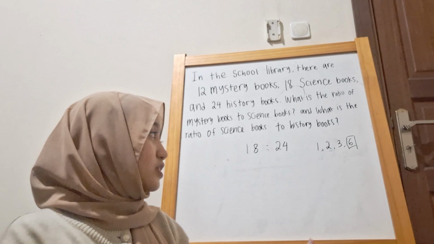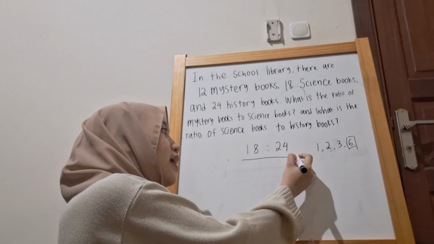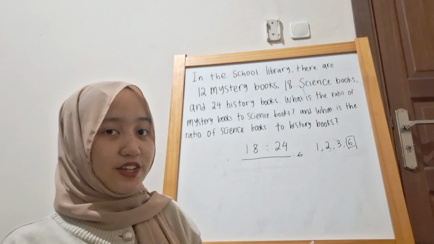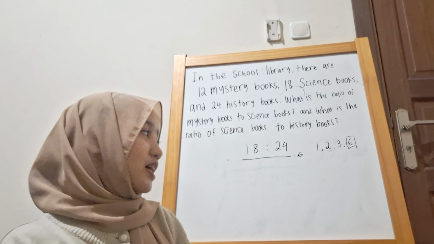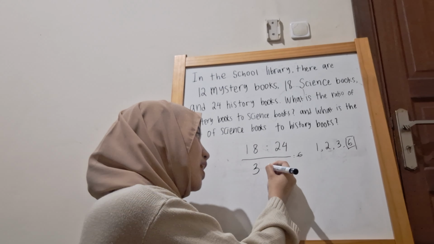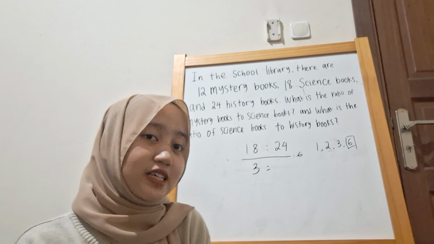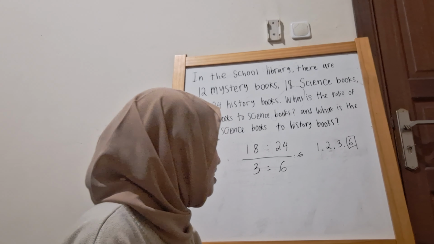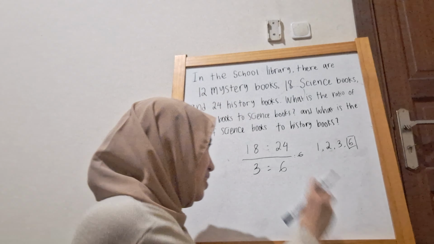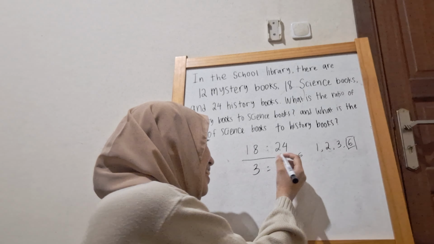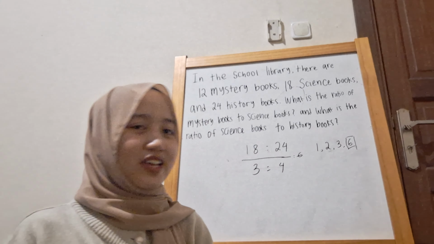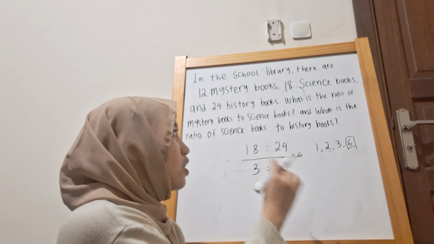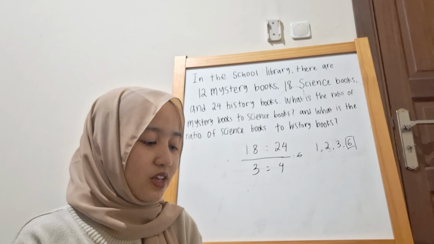After this, we're going to divide both of them by their greatest common factor, 6. What's 18 divided by 6? I'm sorry. Yes, it is 3. And what's 24 divided by 6? No, it's 4. I'm sorry, you guys. It's 4. So this is our simplest ratio of science books to history books, 3 to 4.